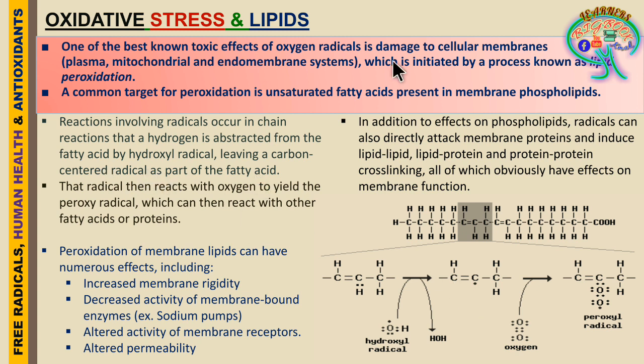That radical then reacts with oxygen to yield the peroxyl radical, which can then react with other fatty acids or proteins. So the carbon-centered radical reacts with the oxygen molecule; the oxygen molecule gets attached to the carbon-centered radical, and it acts as the peroxyl radical. This peroxyl radical is excited to react with other lipids, where it generates other free radicals from the stable molecules present in the biomolecular structures.